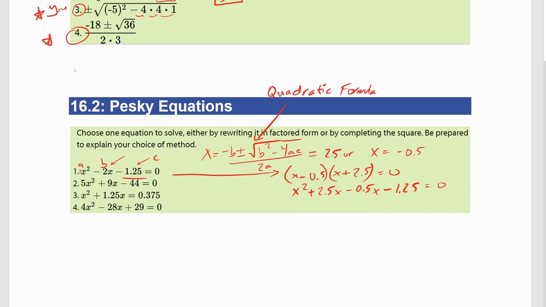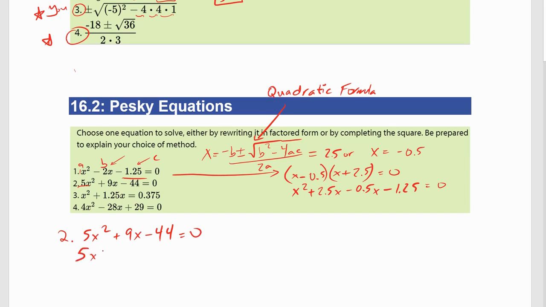All right, so what about the next one? So the next one is a bit of a tough one, isn't it? Because we do have the 5 here. You could use the quadratic formula if you want. It's really up to you. We could also try grouping. So let's see here. We had 5x squared plus 9x minus 44 equaling 0, right? We could try grouping. Let's see if we can do it.